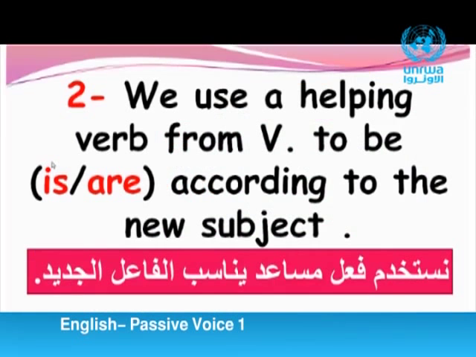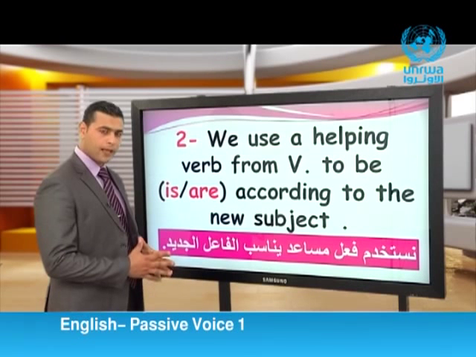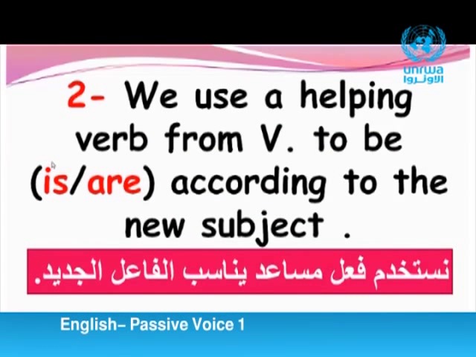Number 2, we use a helping verb from verb to be. We use either is or are according to the new subject. Again, we use a helping verb from verb to be. We use either is or are according to the new subject.